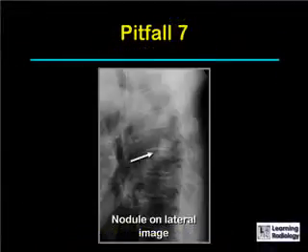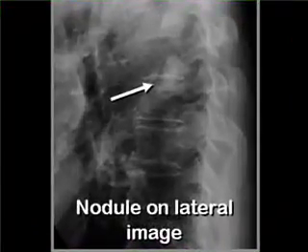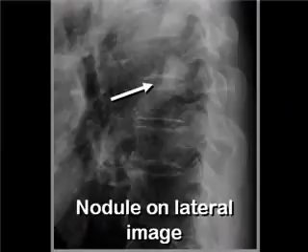Here's the next example. The observer noted that on the lateral radiograph of the chest, there appeared to be a nodule, which is shown by the white arrow. What do you think?